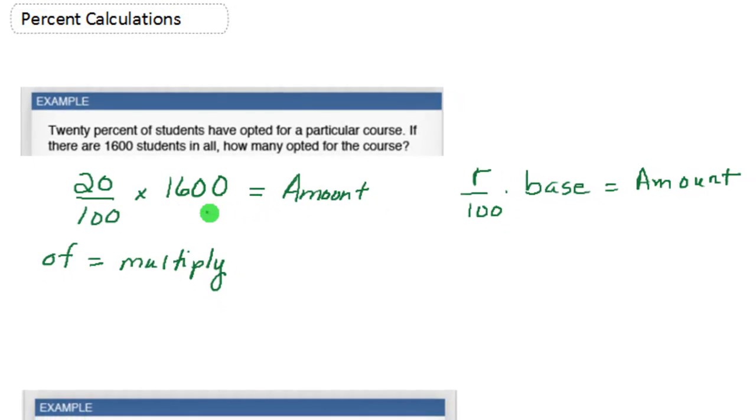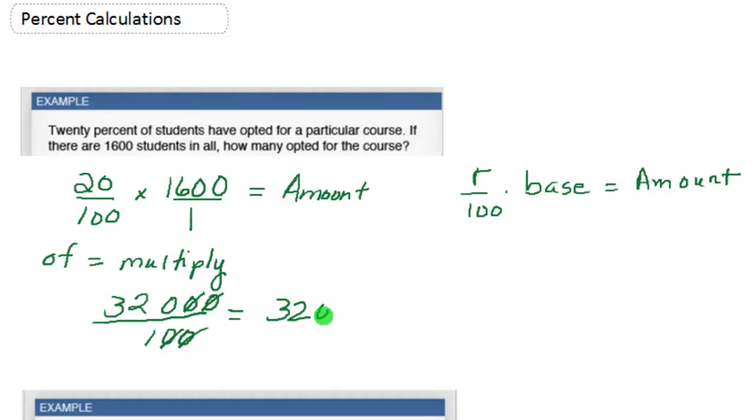Okay. So you go ahead and multiply across. Remember, with fractions, you multiply straight across. So here above you have 32,000 over 100. And when I divide by 100, I like to just cross out the zeros. You see, like that? So this tells you that you have 320 students that have opted for the course.